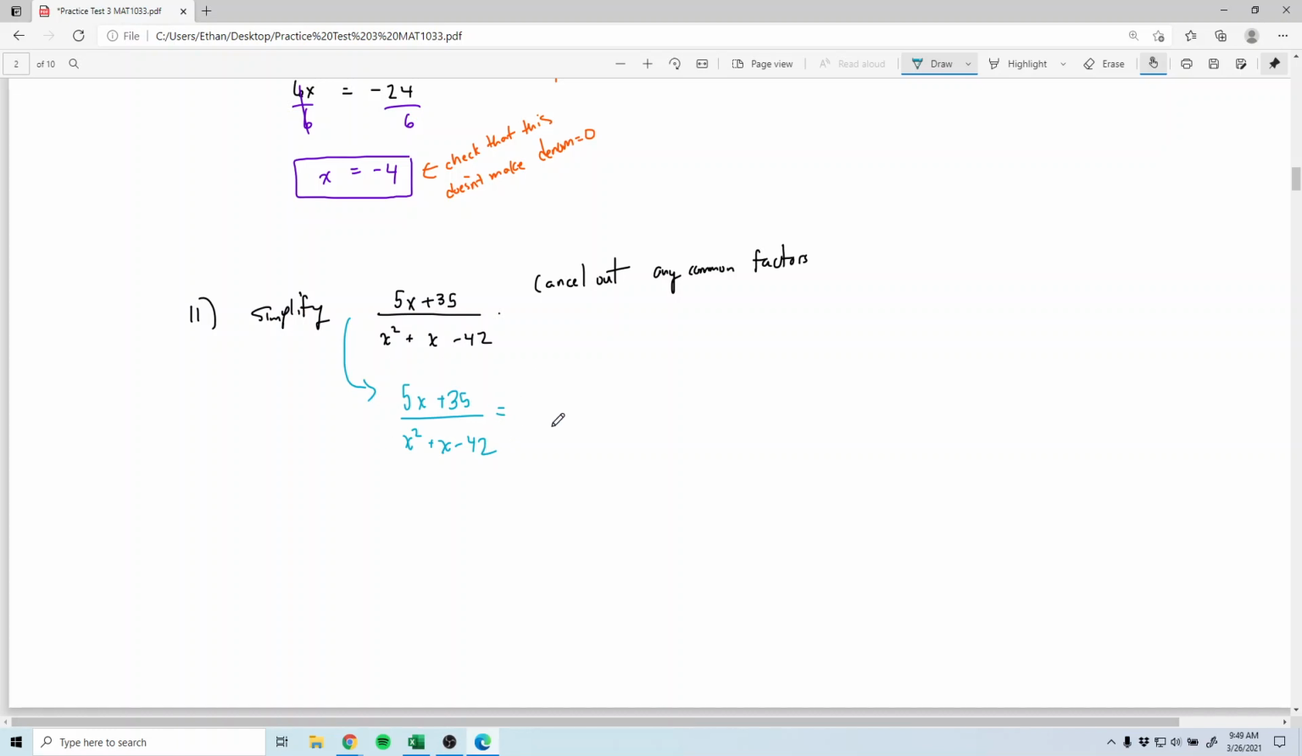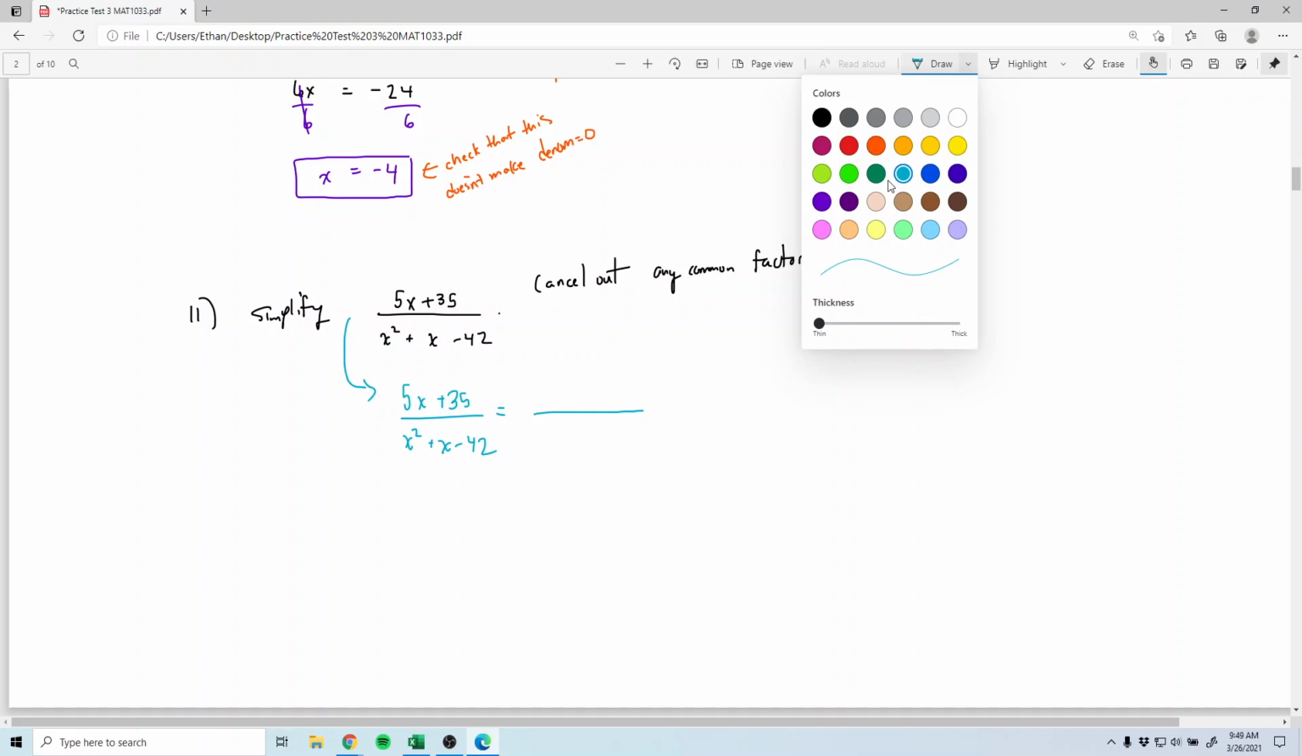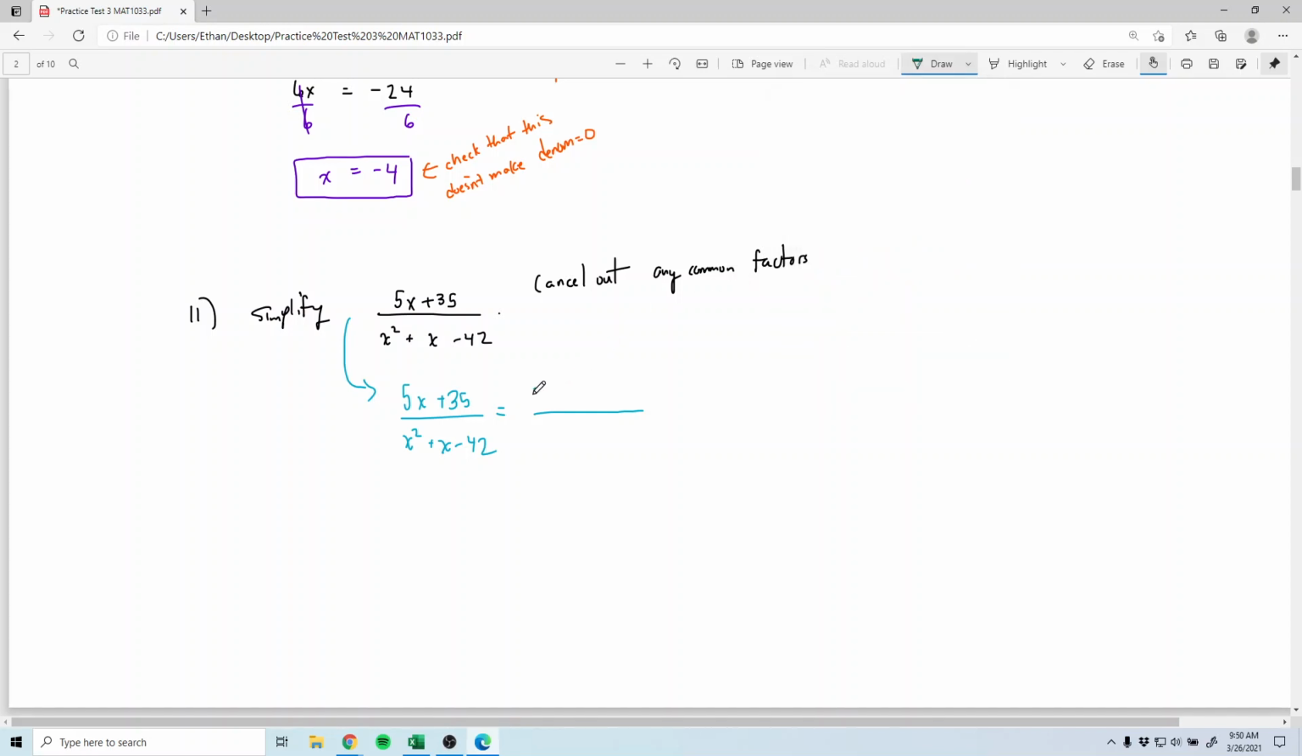Now the top doesn't factor in a normal way, but we do have something we can factor. 5 and 35 have a 5 in common. We can take a 5 out. And when we do that, we take a 5 out of 5x, we're left with x. When we take a 5 out of 35, we're left with 7. So the top does factor a little bit to this.